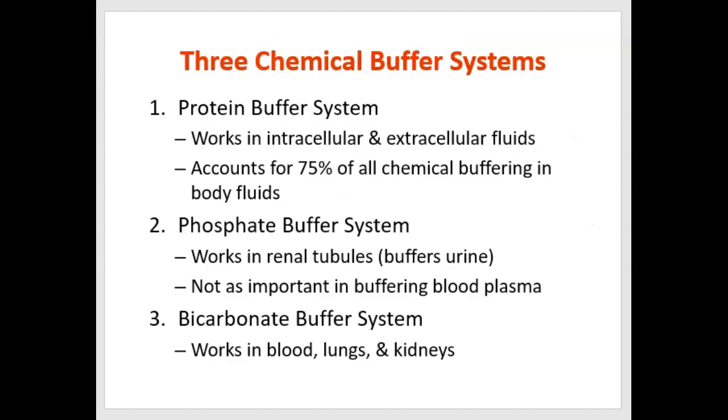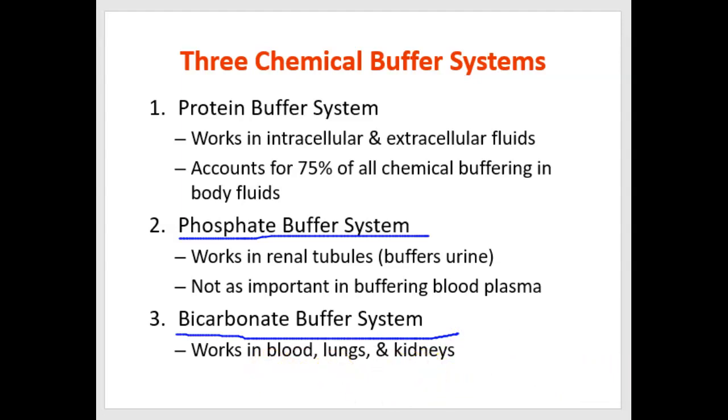So, given that a chemical buffer is a mixture of a weak acid and a weak base, what are the chemical buffers in our body fluids? They're proteins. We call this the protein buffer system. There's a phosphate buffer system that works in the kidneys and a little bit in the blood plasma, but mainly in the kidneys. And then there's this bicarbonate buffer system, and it works in the blood, the lungs, and the kidneys.